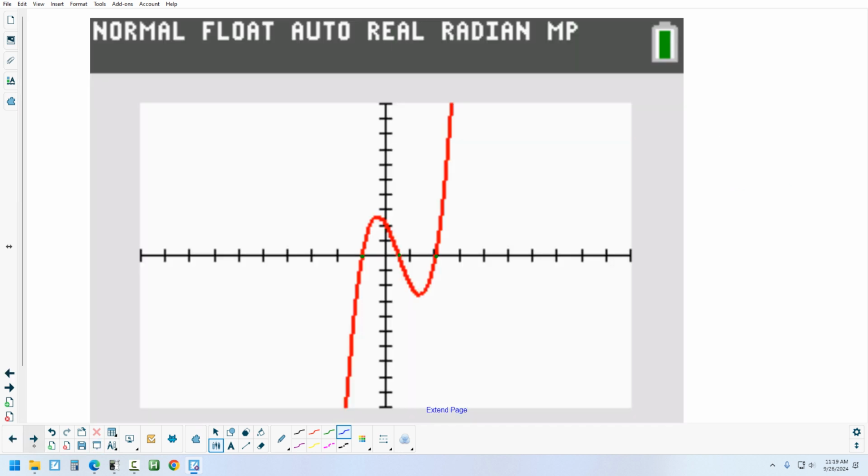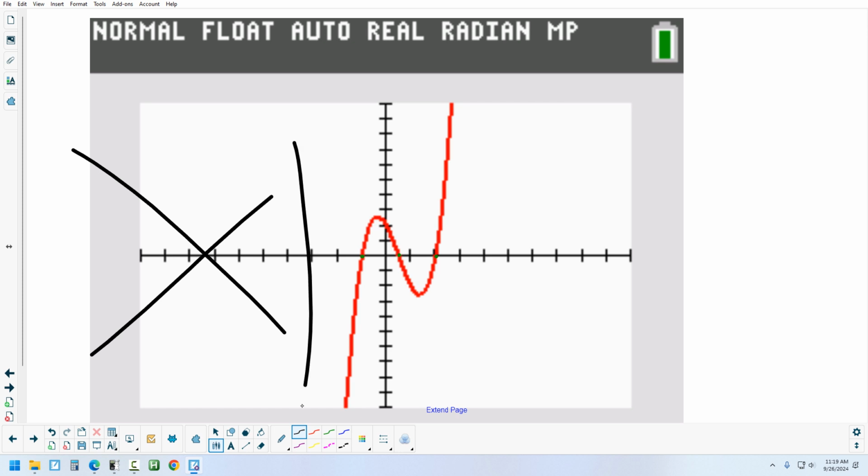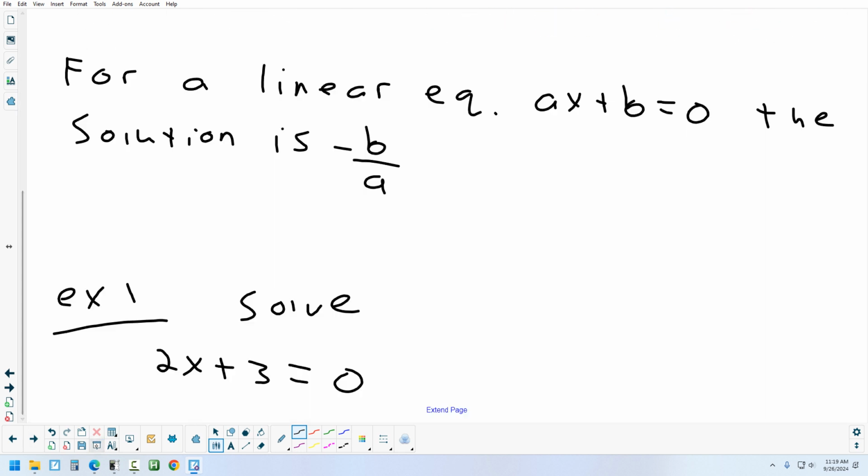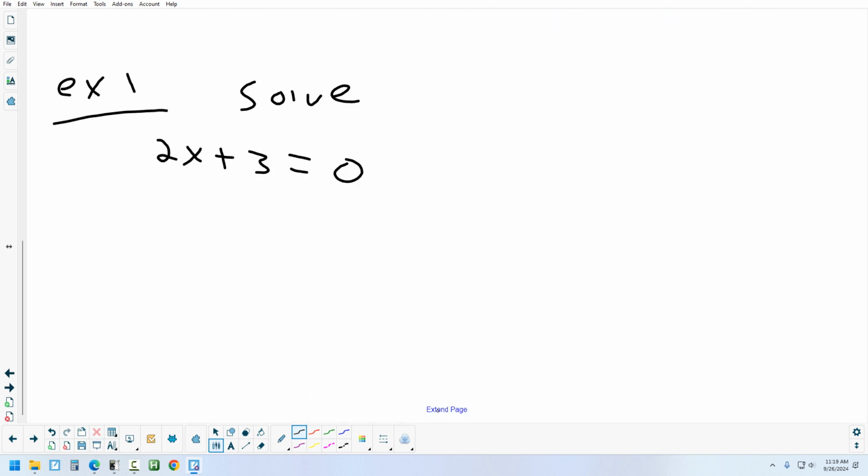If I draw a line on this graph that's not horizontal, anything except horizontal, how many times would it cross the x-axis? One. One time. No matter how you draw a line, it's only going to cross the x-axis one time. So let's see if we can find the root of a linear equation.